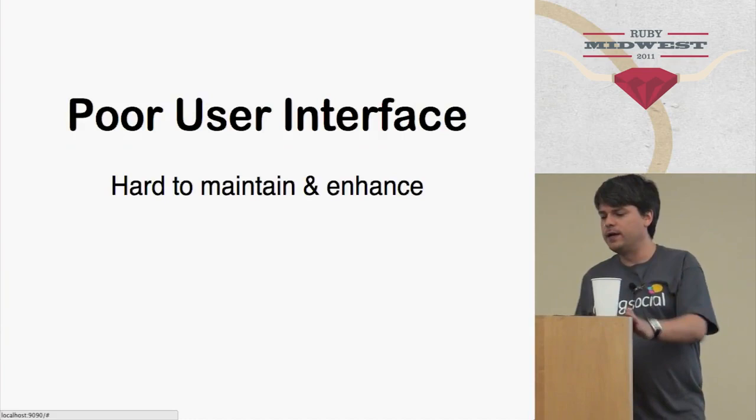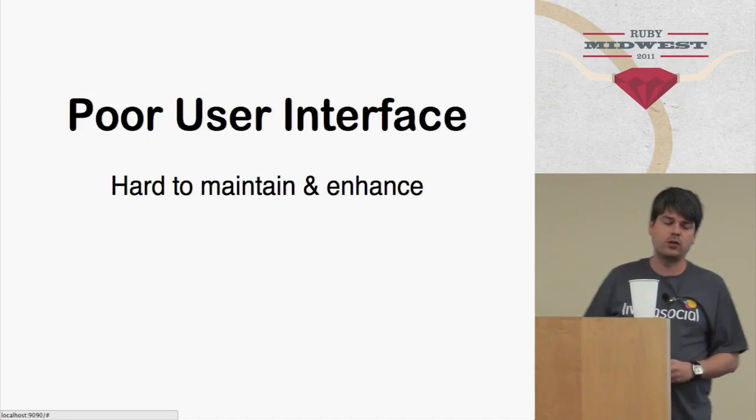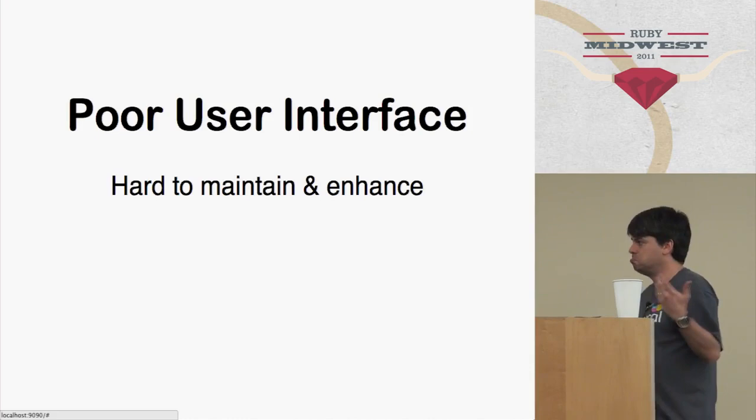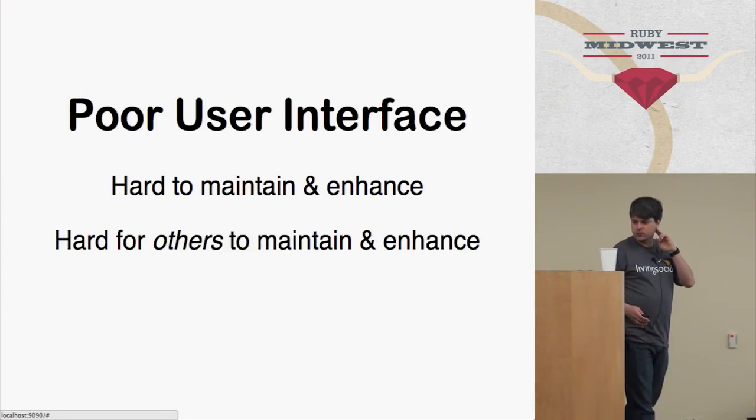And so what's the problem with this? Other than that it's cheesy, it's hard to maintain and enhance. So that means when someone else wants a new feature to your app, you're going to have to do it. It's hard to add complex features when you're just hacking argv. It's harder for others to maintain as well. And it's actually more work, as we'll see, than using some common open source libraries.